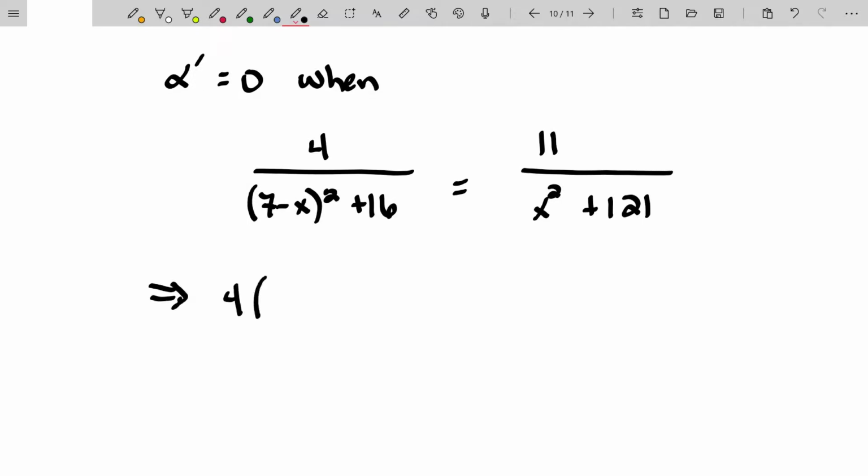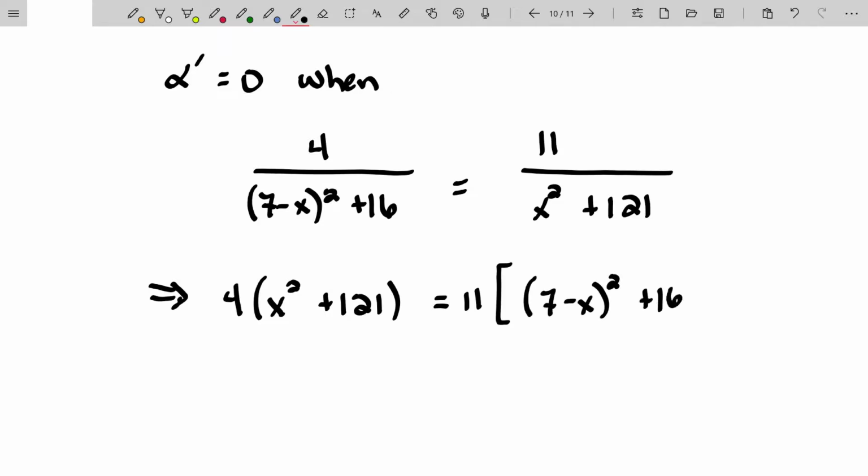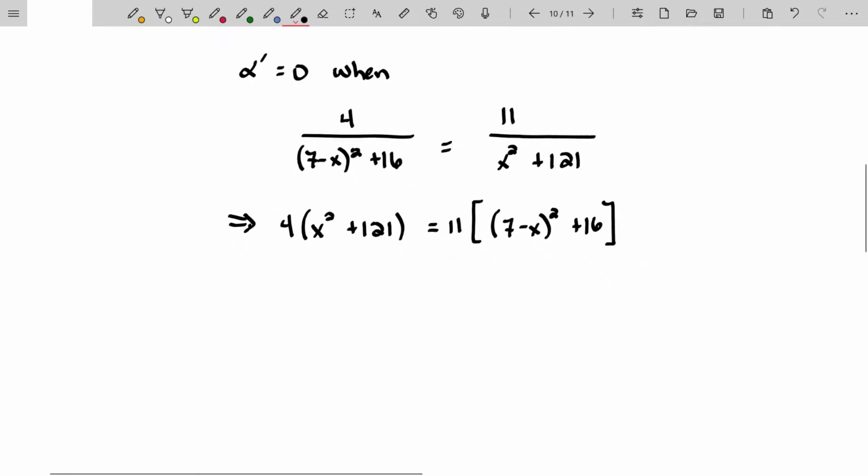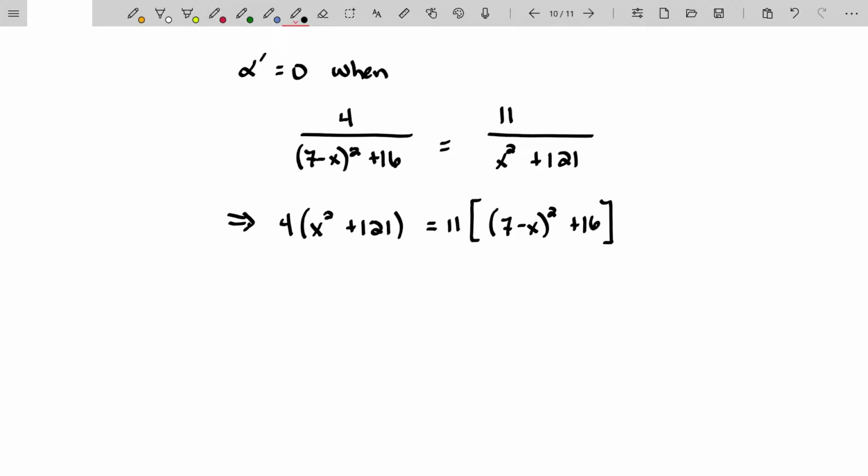So you get 4 times the quantity x squared plus 121 is equal to 11 times the quantity (7 minus x) squared plus 16. And this is a good reason why I know some of my colleagues in mathematics education kind of just say, and then you can solve the rest. And I understand why they do that. It's because there's just a ton of little algebra here. But I also know that the weakest part for students in a calculus class, their weaknesses always stem from prerequisite material, not calculus. They're somewhat okay with the calculus. It's the algebra and trig that kill them.